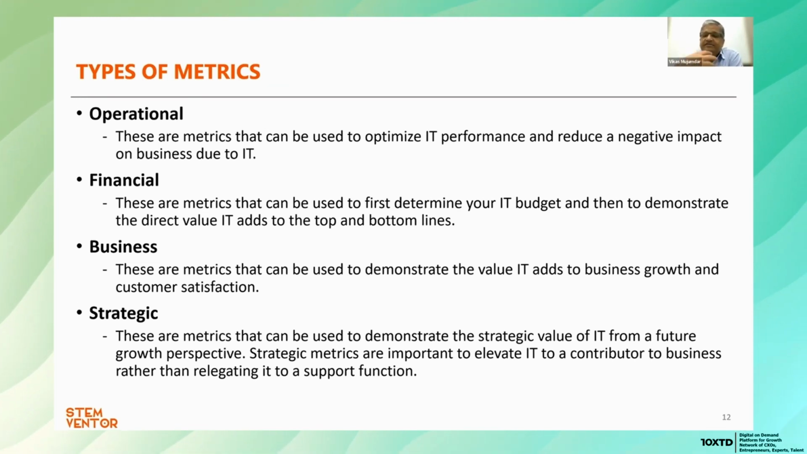Operational metrics are fundamental to the IT team itself, right? So these are metrics that can be used to optimize your own performance and reduce any negative impact that you may have on business due to IT itself. So that's more for internal consumption and internal improvement of processes. Financial metrics are metrics that are obviously cost related. So they're first used to determine your IT budget, and then actually they can be used to identify the value that IT adds to, and I contend that IT can add value to both the top and bottom lines for a business. Okay.